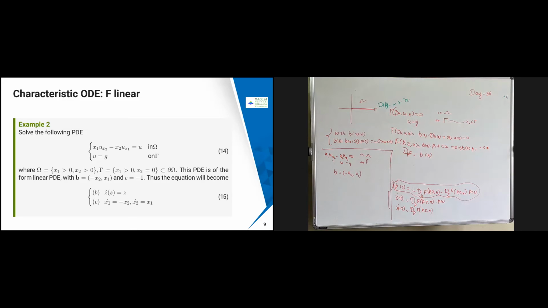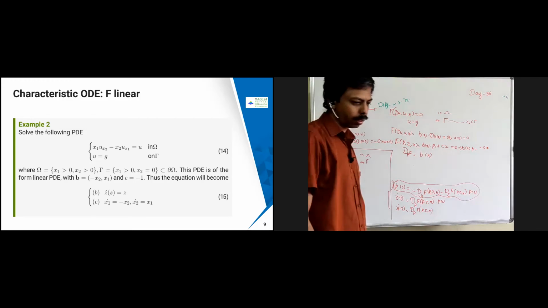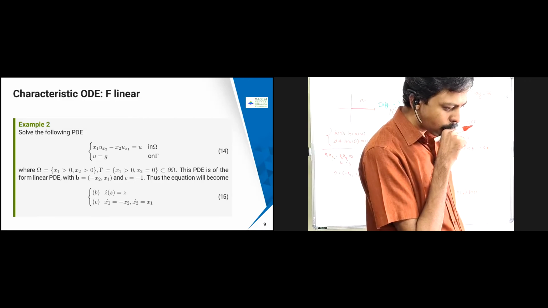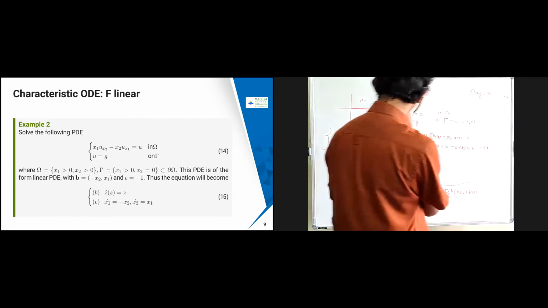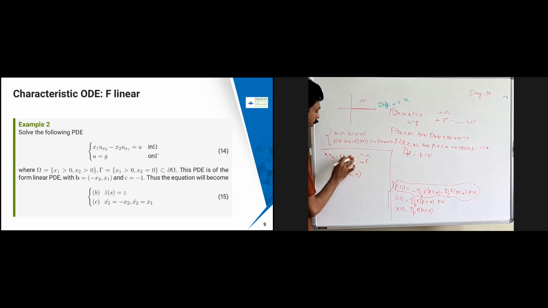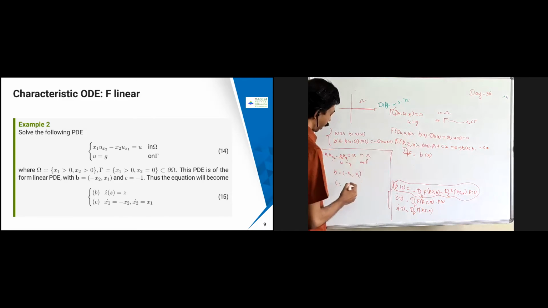So what is C? In this problem, if I put 0, then C is going to be 0. But in the slide it is given differently, though from here it was showing that. I just considered this: x1, x2, minus x2, x1, and what is C? If I compare that, C is going to be minus 1.